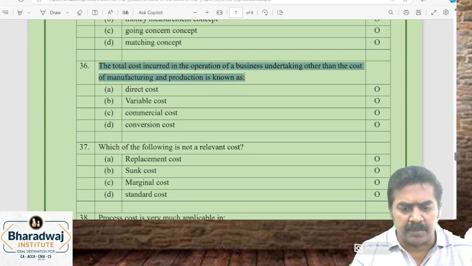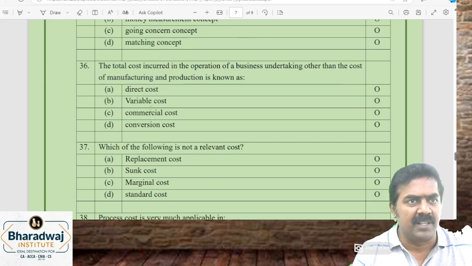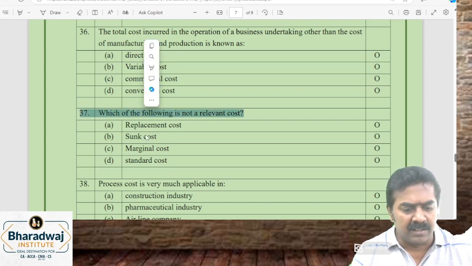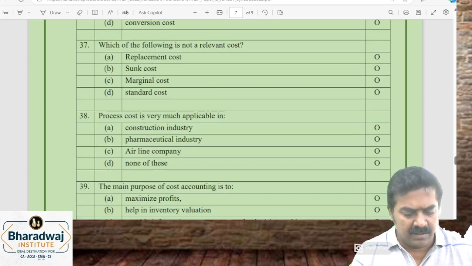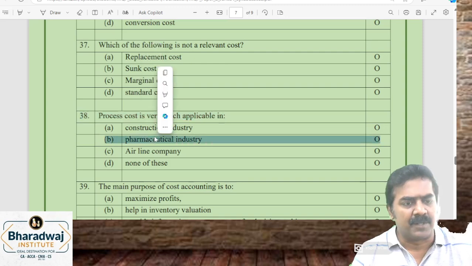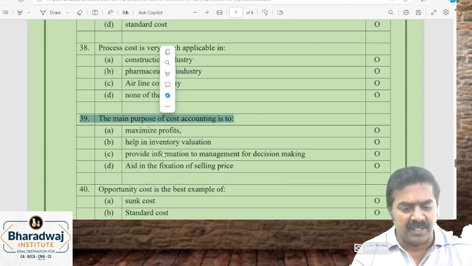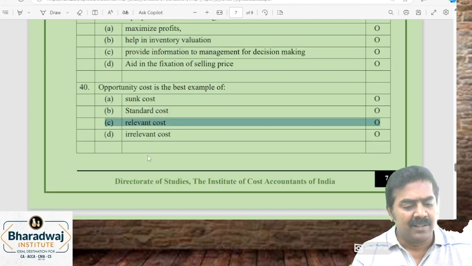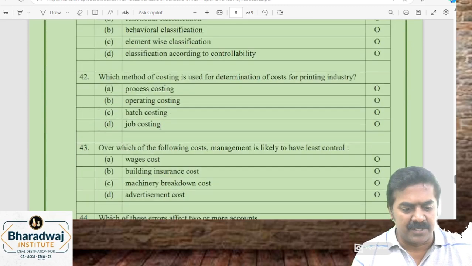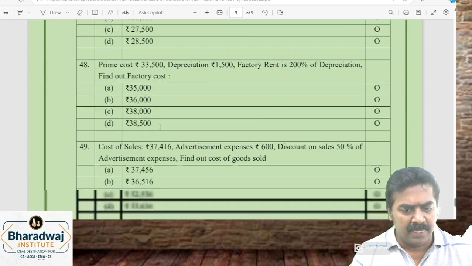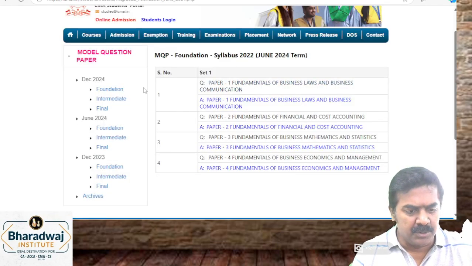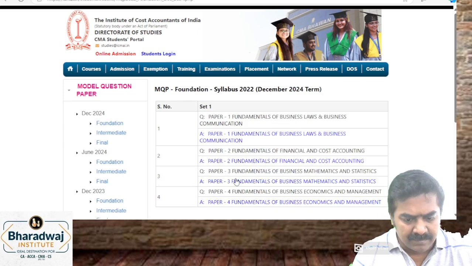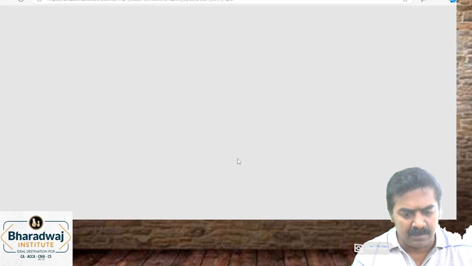Total cost incurred in the operation of business other than the cost of manufacturing is known as commercial cost, we had seen. Book back: which is not a relevant cost, sunk cost. Process costing is applied in the pharmaceutical industry. The main purpose of cost accounting is providing information to management for decision making. Opportunity cost is the best example for relevant cost. All our book back questions only are repeated and tested. This is like a June term, this is like a December term. Again, whatever we discussed will be there, so it will be easy for you.